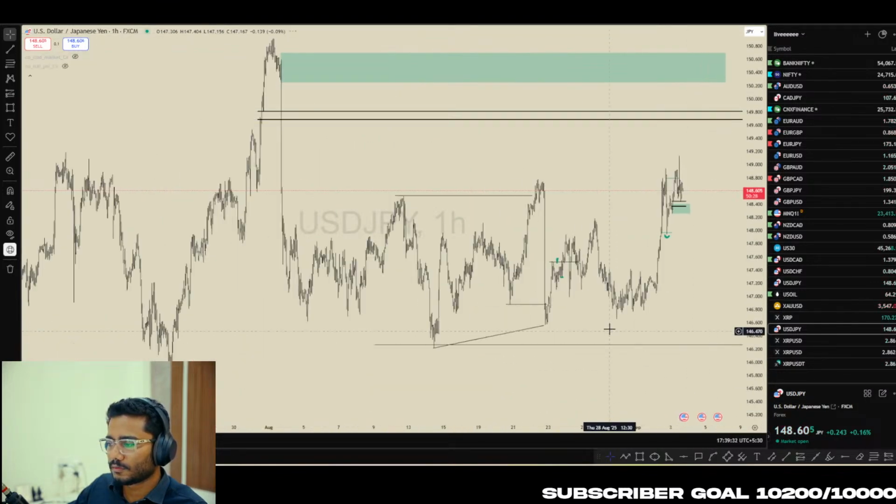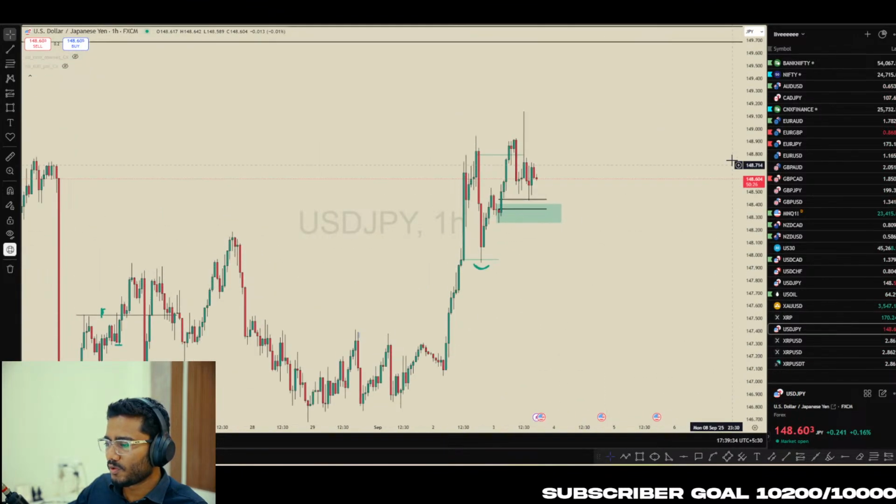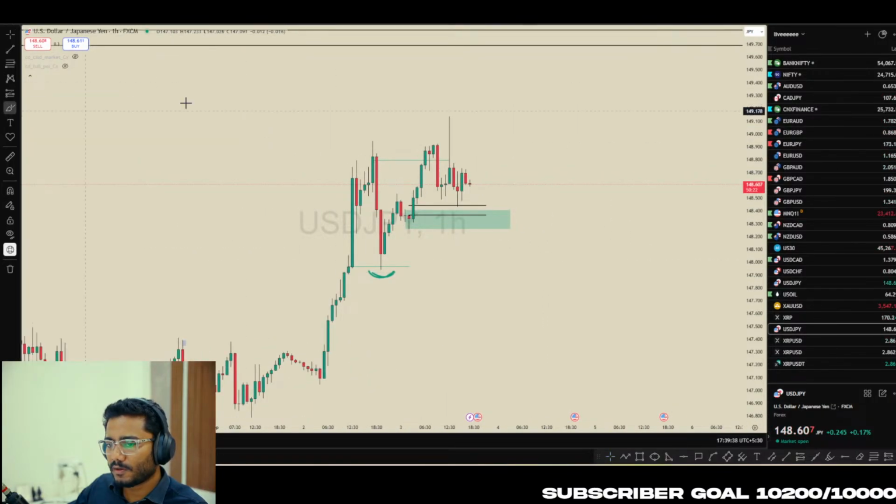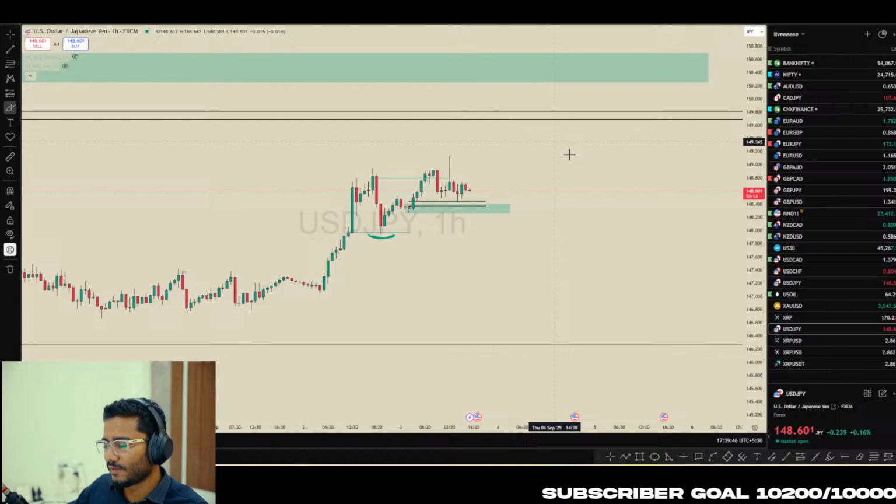Let's see. On the USD JPY, I thought it would continue to the upside, but this 1 hour candle closed below this structure. So it's showing that it should continue to the downside, but let's see what happens.